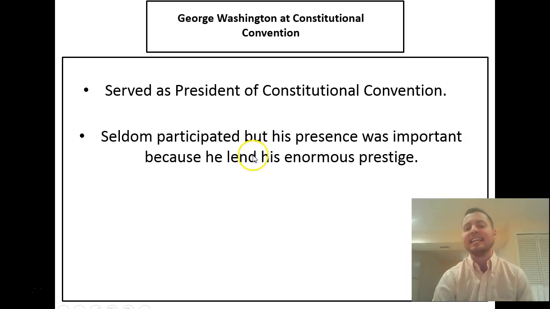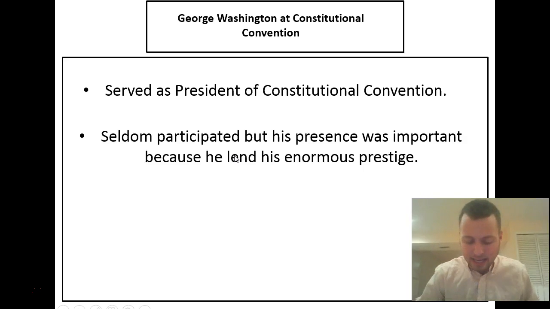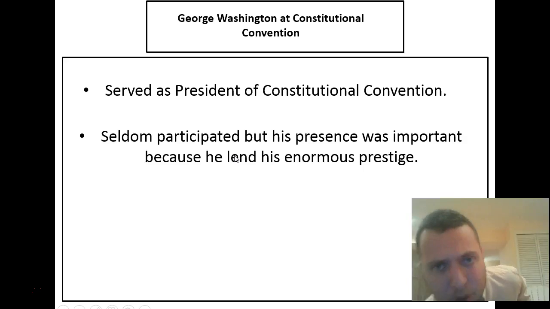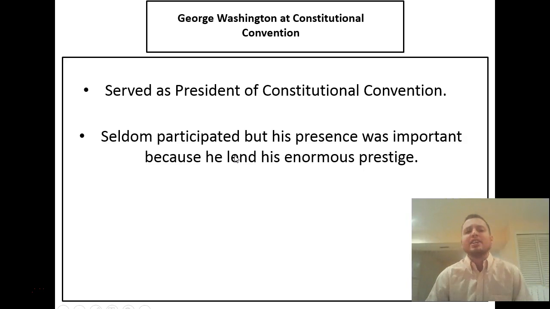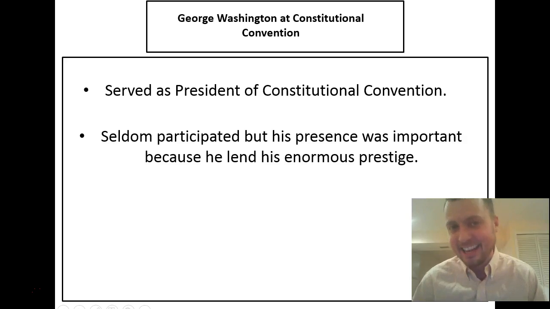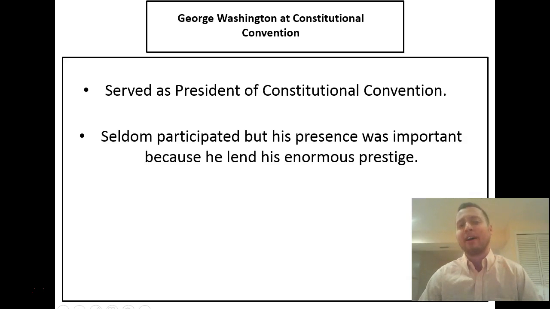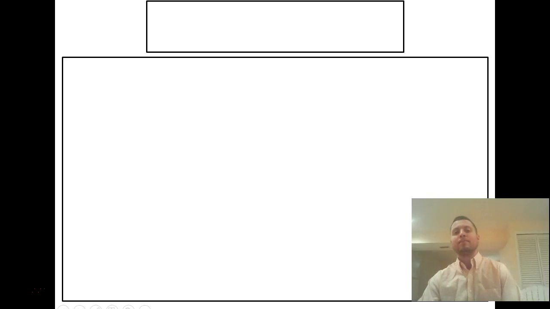Please write lent, L-E-N-T. That's a little typo. He lent his enormous prestige. Sometimes some people are so important that once they show up to an event, that event has credibility. That's what George Washington had. He had, what's the expression you could say? Swag. And he had a lot of it. He had a copious amount of prestige. That's why he needed to be the president of the Constitutional Convention, even though he didn't really participate that much. Got that one? Let's do another one.